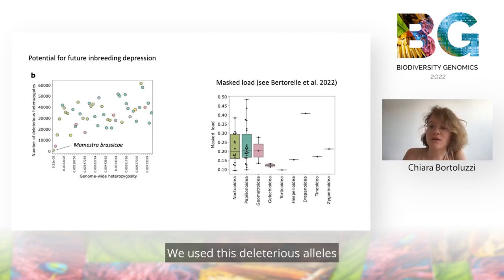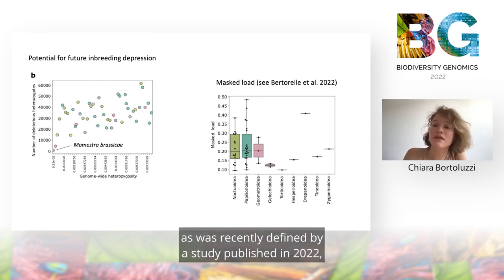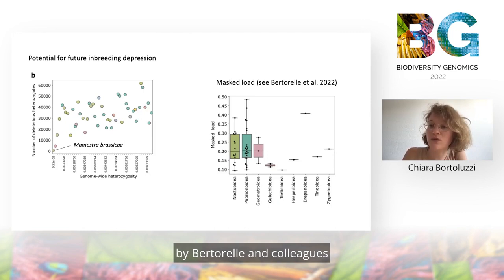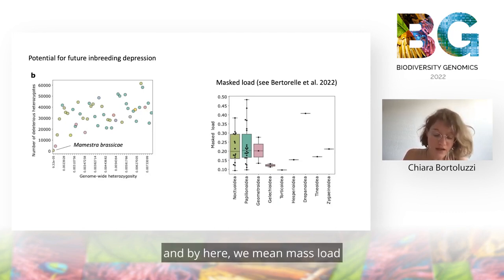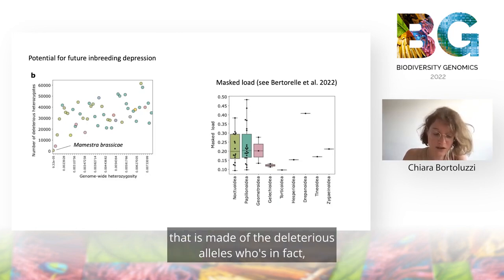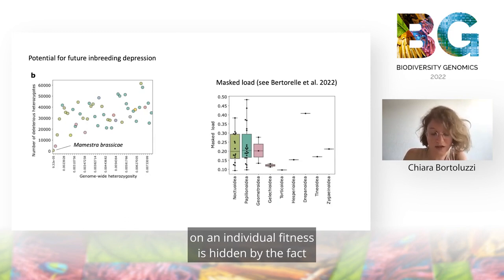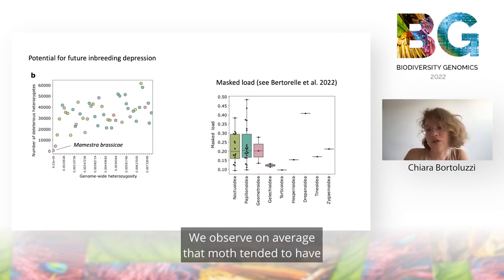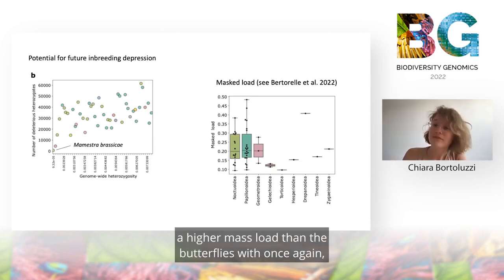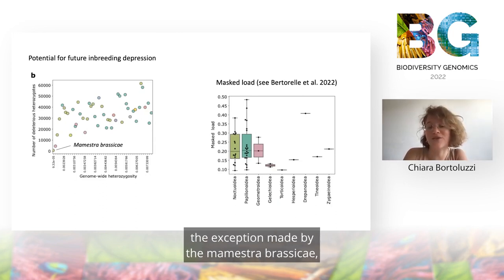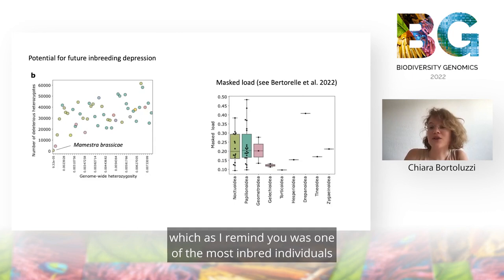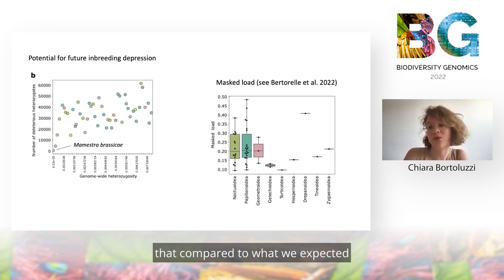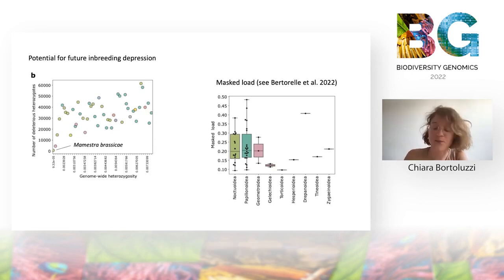We used these deleterious alleles to also look at the masked load, as was recently defined by a study published in 2022 by Bertorelle and colleagues. And by this, we mean masked load as the component of the genetic load that is made of deleterious alleles whose effect on an individual's fitness is hidden by the fact that these alleles are in heterozygous state. We observed on average that moths tended to have a higher masked load than the butterflies, with once again the exception made by Mamestra brassicae, which, as I remind you, was one of the most inbred individuals that we found in our set, that, compared to what we expected, had a relatively high masked load.